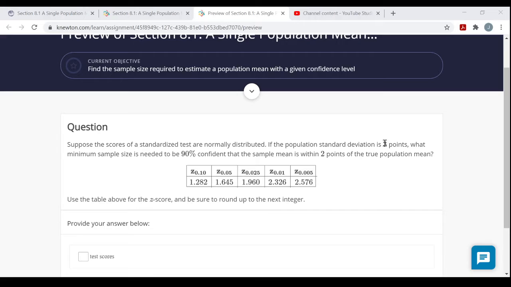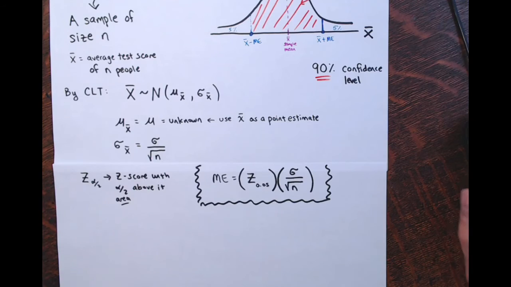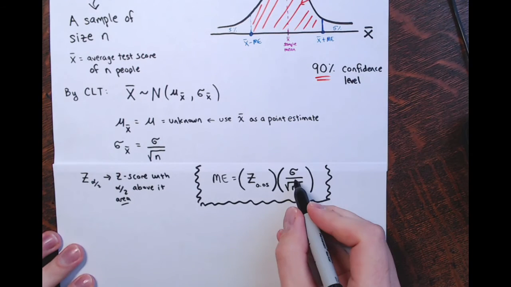I know sigma is 3. I know the margin of error I wish for is 2. And then here I've got that z, what is that z-score with 5% above it? That's 1.645 standard deviations. So I've got everything I need here. Going back to the paper, again, I know sigma is 3.